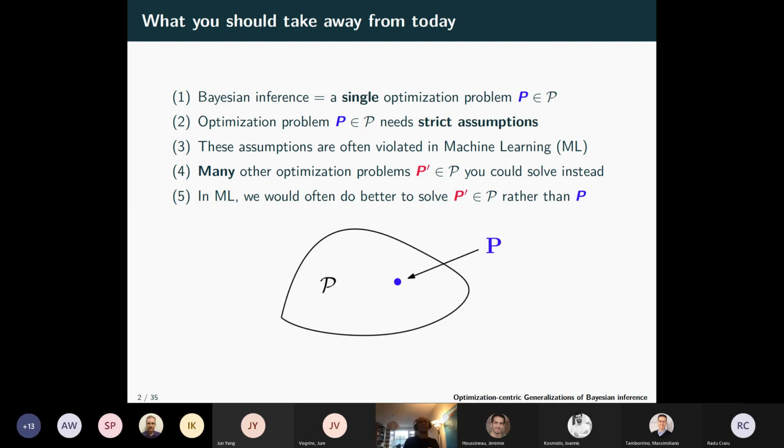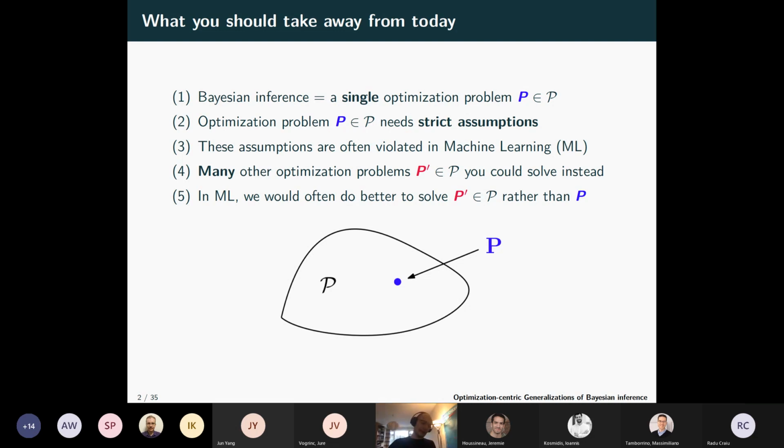What I would like you to take away from today is essentially the message encoded in this picture here. When you do Bayesian inference, you're essentially solving a particular type of optimization problem. But the space of optimization problems you could be considering is much larger, and so the question arises, why are you dealing with this one particular optimization problem? It turns out that this one particular optimization problem, Bayesian inference, makes a lot of sense under particular assumptions, but when these assumptions aren't met, it's doubtful whether you should really solve this one particular problem.